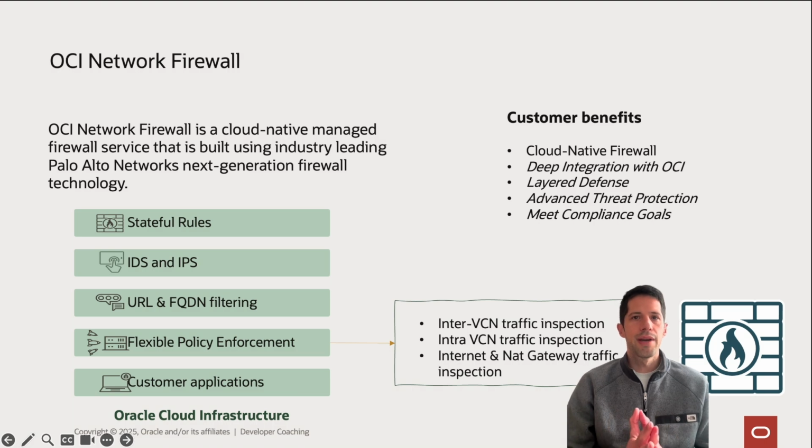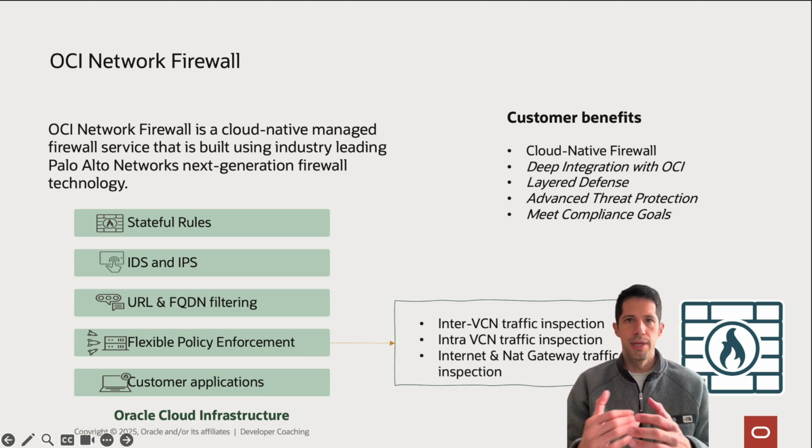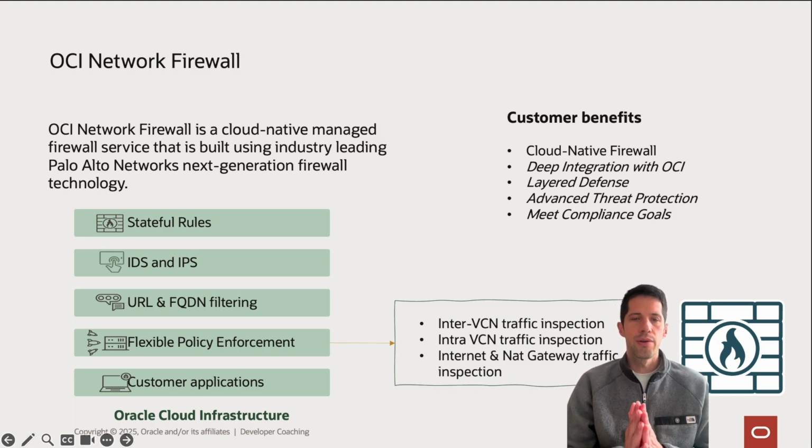The OCI Network Firewall can be used for inter-VCN traffic inspection, so this means for inspecting traffic from VCN A to VCN B. It also supports intra-VCN traffic inspection, so this means in a VCN with multiple subnets, it is possible with the OCI Network Firewall to inspect the traffic of these different subnets. And finally, the OCI Network Firewall is also capable of inspecting traffic that is coming or egressing via the internet or the NAT gateway.